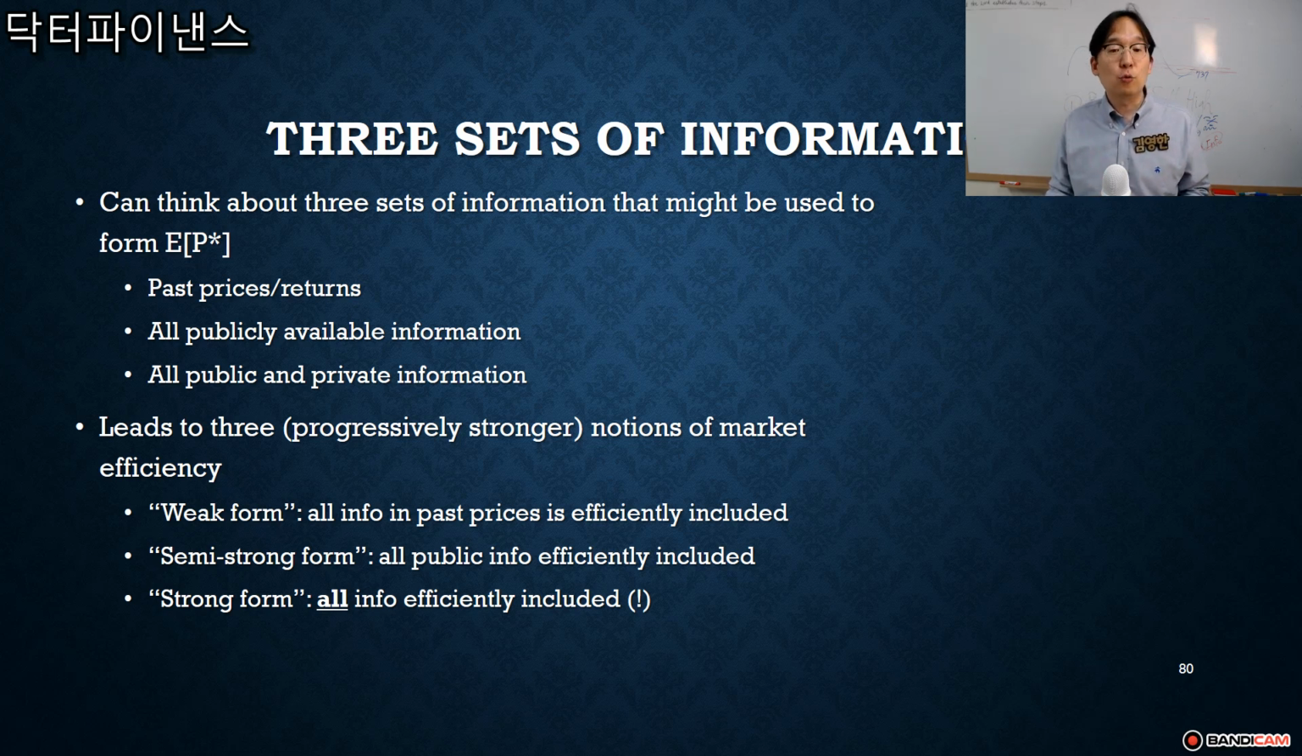And that leads to three degrees of progressively stronger notions of market efficiency: weak form, semi-strong form, and strong form. Weak form is about the past information getting reflected. Already, past information is already reflected in the price. Semi-strong form says public information is reflected in the price. Strong form says even the top secret of the CEO is priced. Okay, there's no secret. Oh my God. Can it really happen? You may wonder, right? But anyway, let's go one by one from weak form efficiency.